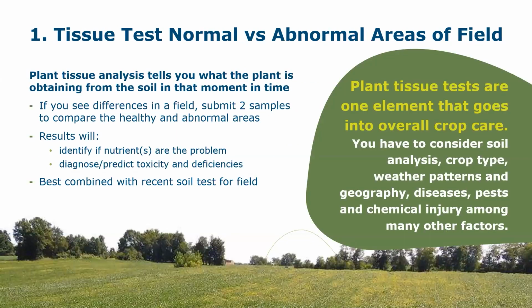Number one, it's very common to have people submit an abnormal tissue sample versus a normal tissue sample. This is when you're visually seeing differences in the field. They collect a sample from the healthy area and then a second sample from the abnormal looking area. By doing this type of sampling, this is what farms gained. They have the ability to specifically diagnose or predict toxicity and deficiencies. When combined with the recent soil test, they're able to rule out if it was a specific nutrient problem or imbalance. For a regulated dairy farm, the client was able to use this documentation for a rescue application of nitrogen to his cornfield.